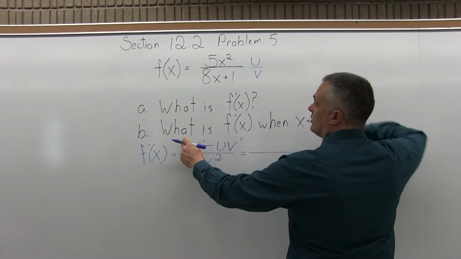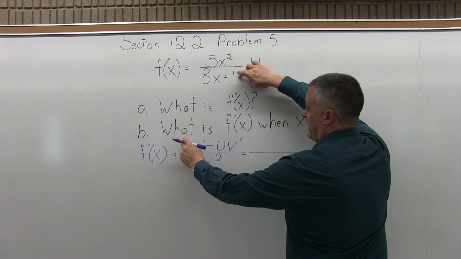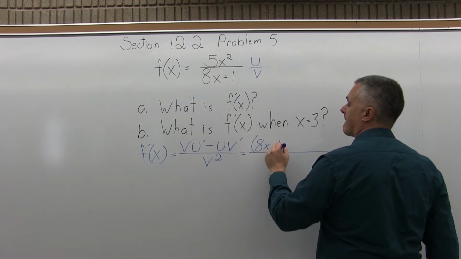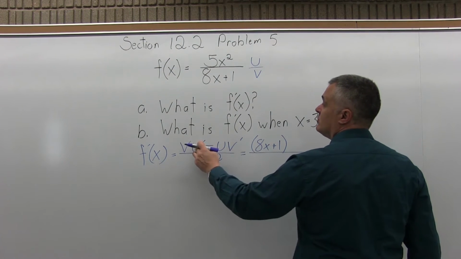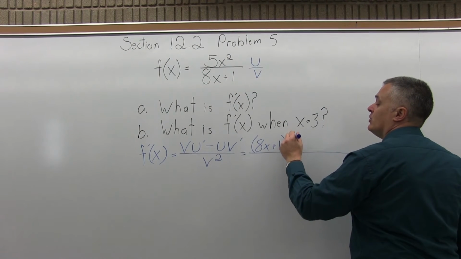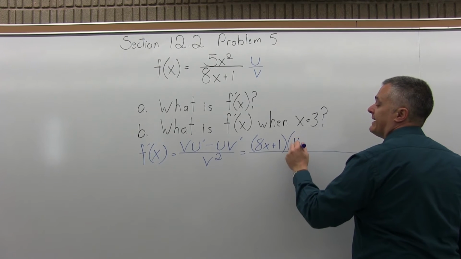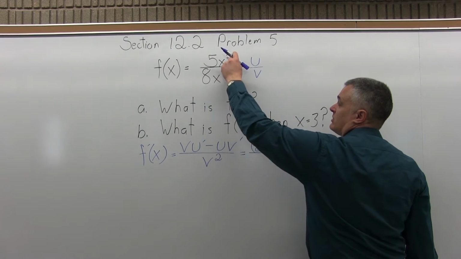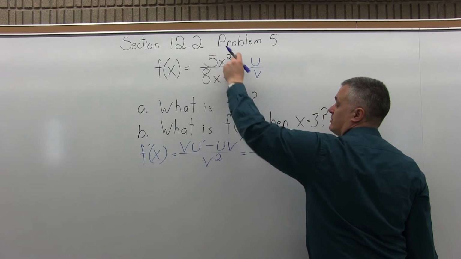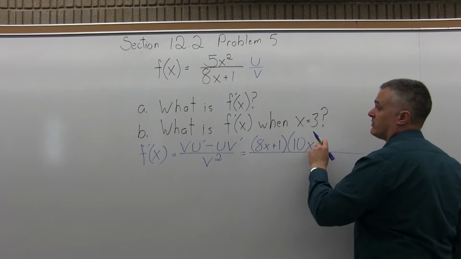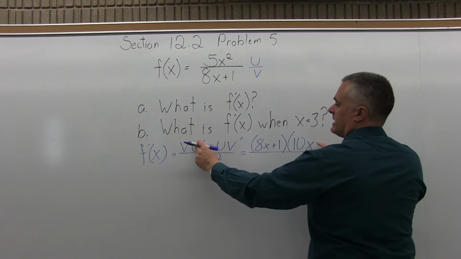So v with no prime, that's the denominator, 8x plus 1. Then times u prime. So u is 5x squared. U prime will be 10x to the first power. So again, the exponent of 2 comes down times the number in front of 5. 2 times 5 is 10. X to one less power, that second power drops down to a first power. So that's u prime.